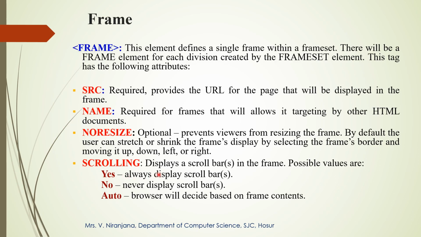Next is the scrolling attribute. It displays a scroll bar in the frame. The possible values which you can give are yes, no and auto. Yes means the scroll bar will be displayed, no means the scroll bar will not be displayed. Auto means the browser will decide based on the frame content whether to display the scroll bar or not.